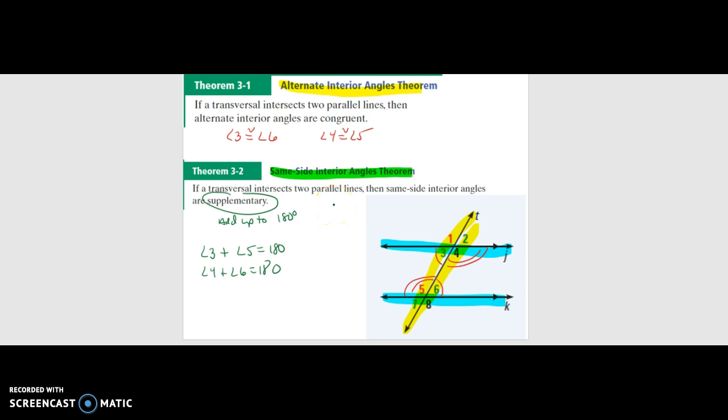Now, in these diagrams, guys, if they look congruent, they are congruent or equal. If they don't look like they're congruent, they're most likely going to be supplementary or add up to 180.